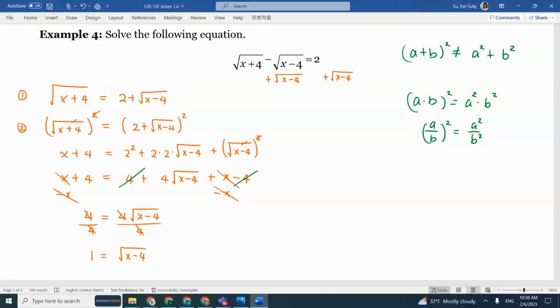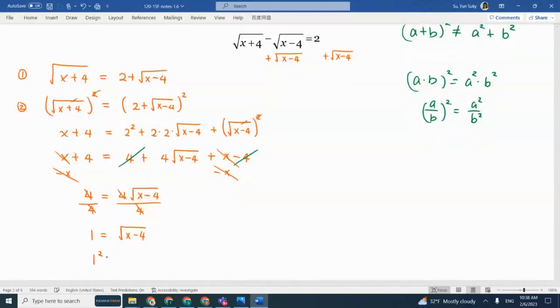See? We repeat the process. We isolate the square root term. Then we can square both sides again. What is 1 squared? 1. Right? So, okay, let me write it down slowly. 1 squared, and square root of x minus 4 squared. Yeah, exactly. So that's 1 equals x minus 4.